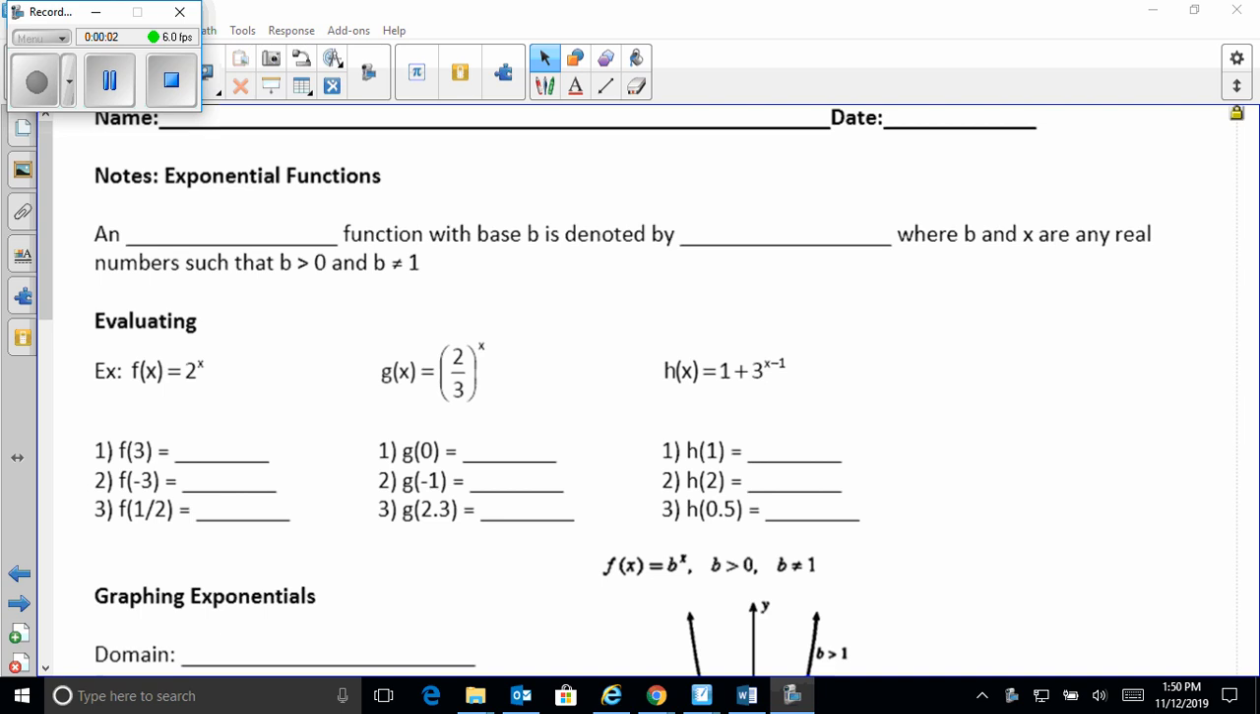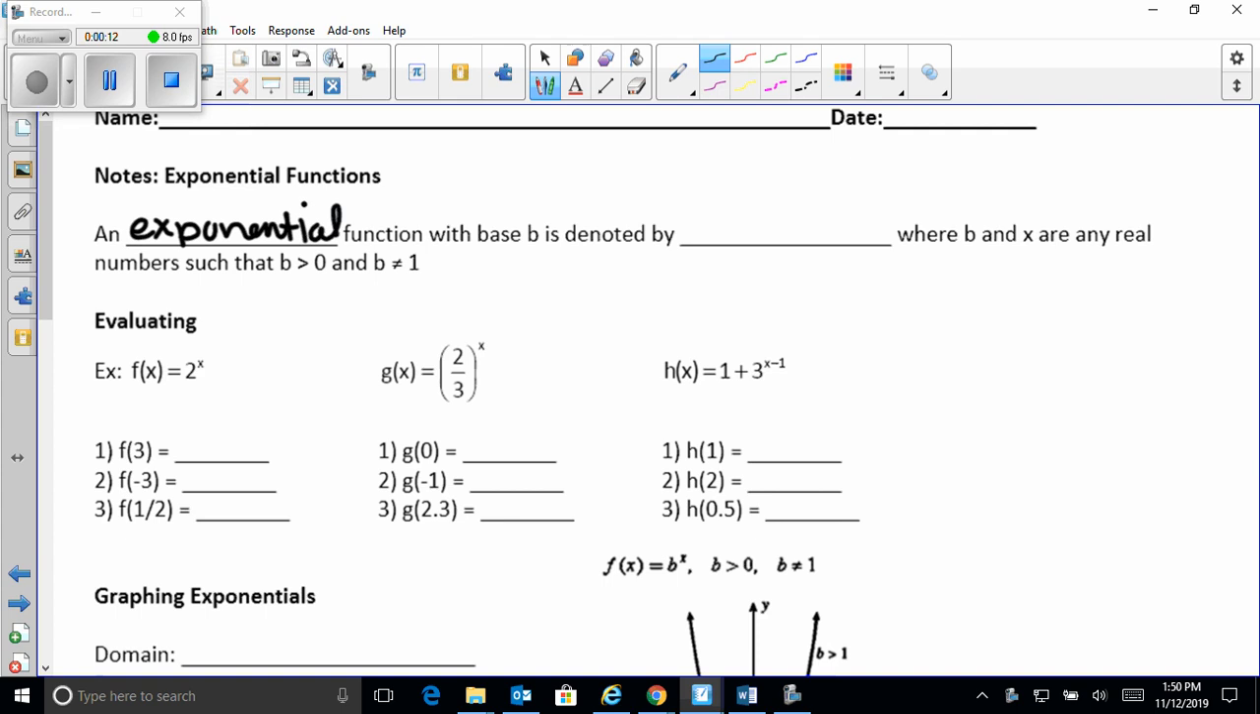All right, today we're going to look at exponential functions. What is an exponential function? An exponential function with a base b is denoted by f of x is equal to b to the x, where b and x are real numbers. So in these problems we will have a variable for a power.